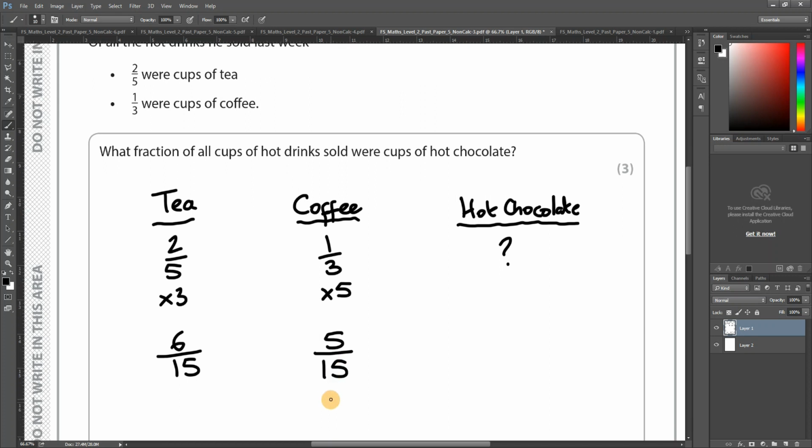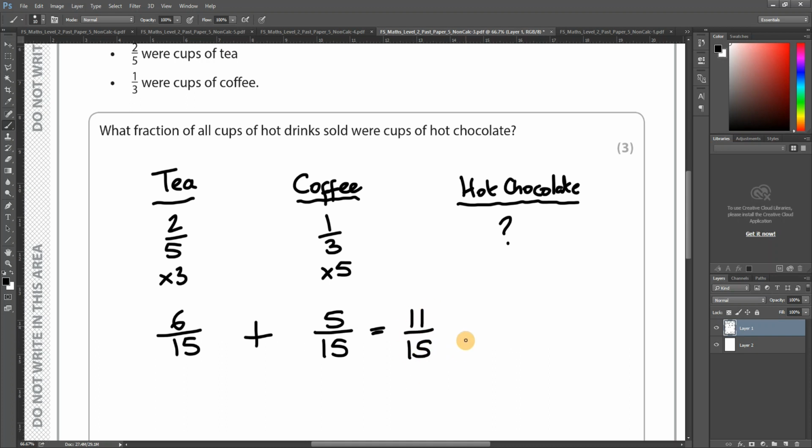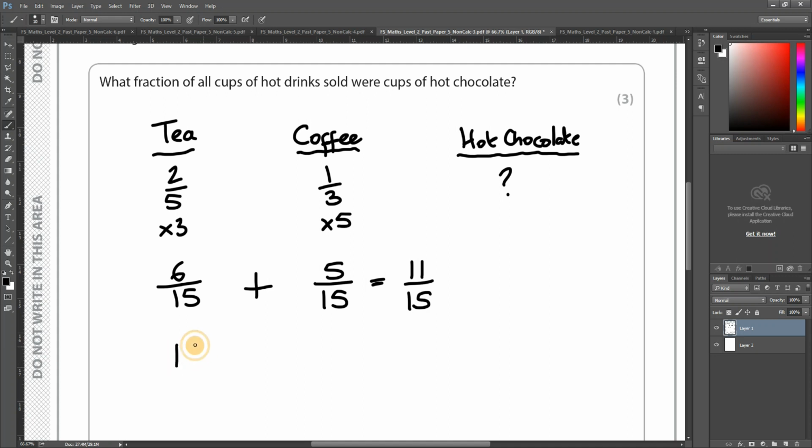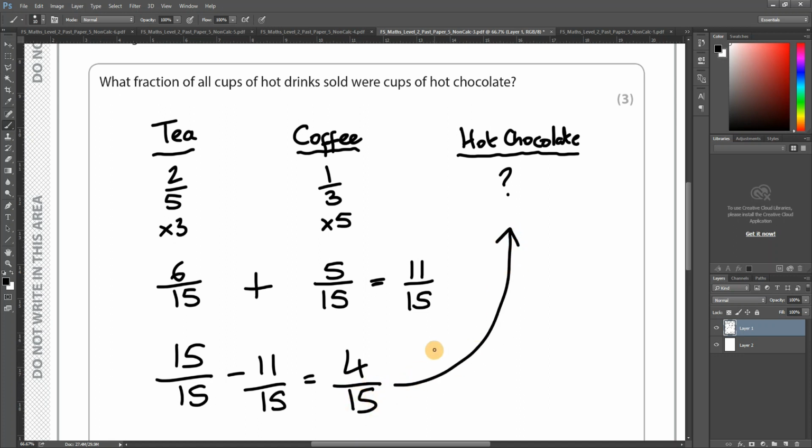So when you add these two together, your answer is going to be out of 15 as well. All you do is add the 6 with the 5, that gives you 11. So that's 11 out of 15 for the tea and the coffee. So the hot chocolate, which must be the rest, is when you take this fraction away from one whole. And one whole is the same as 15 out of 15. Let's take it away from that now. That leaves you with 4 out of 15. So that must be your answer for hot chocolate.